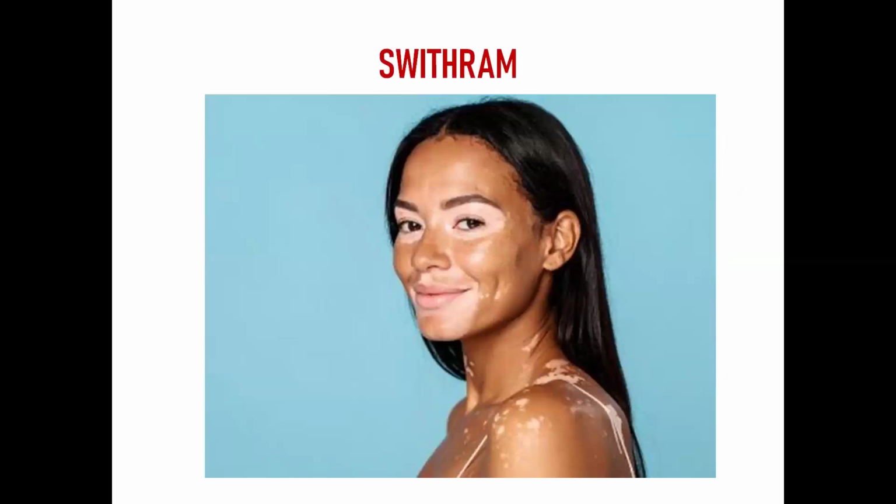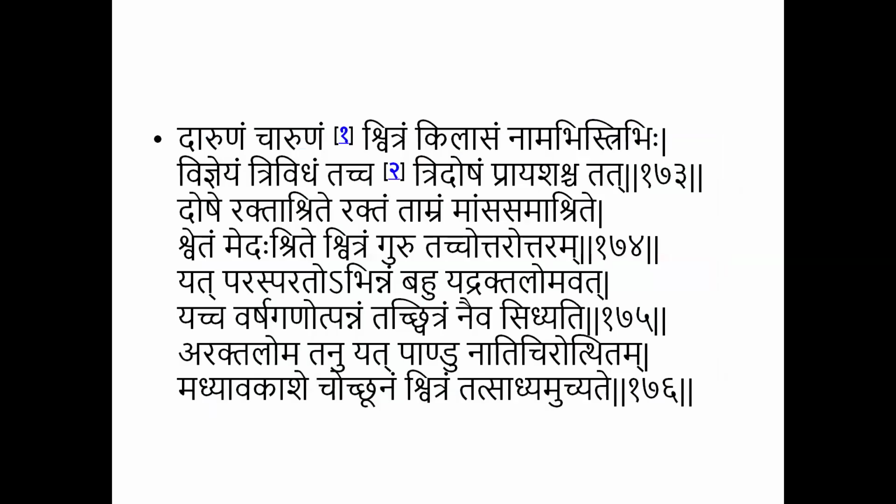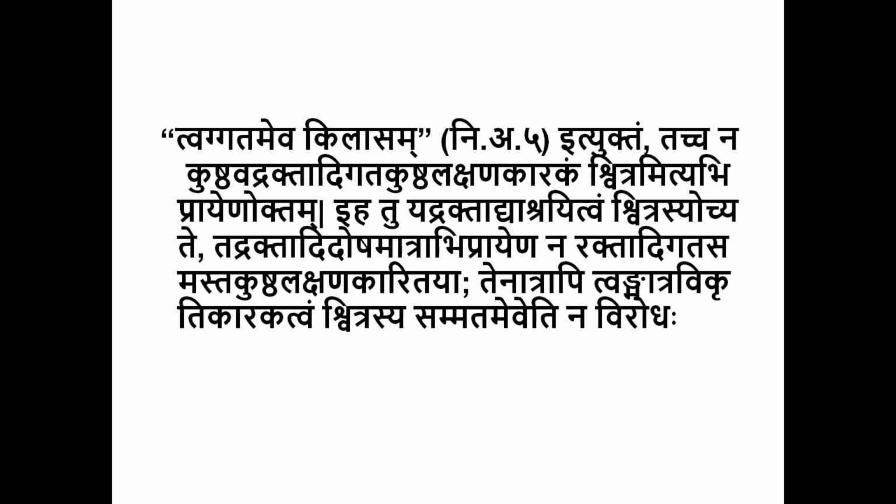Here, in Shwitra, you can see different types of Shwitra are explained. Darunam, arunam, shvitram, kilasam, namapistribi, vinyam, trividham, tacha, tridosham, prayashcha, dosheshu, raktasthe, raktam, tamram, mamsasthe, shvedam, medasthe, shvitram, guru, tachottarottaram, yatha parasparado bhinnam, bahu, raktalomavat, echa, vashaganayovanam, tachitram, neva siddhi, that Sadhya Asadhya also explained. The involvement of dosha in different types of Shwitra are explained. Here, while in Kushta, different levels are explained and Visarpa Rakta Pradhanyatam explained.